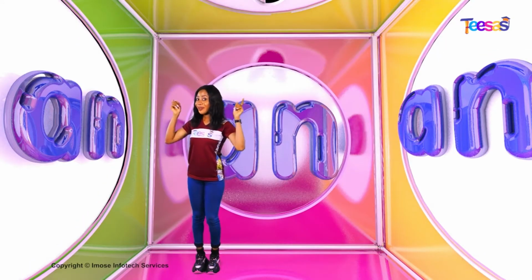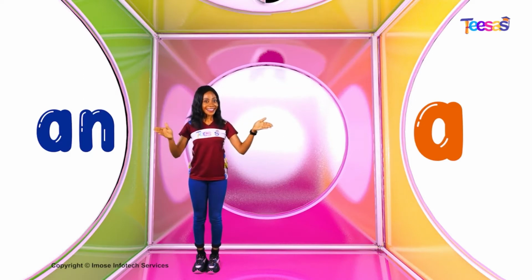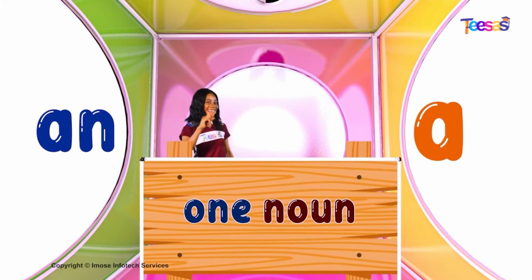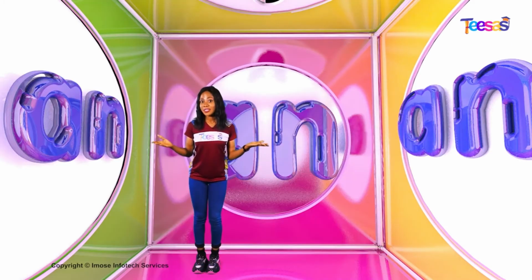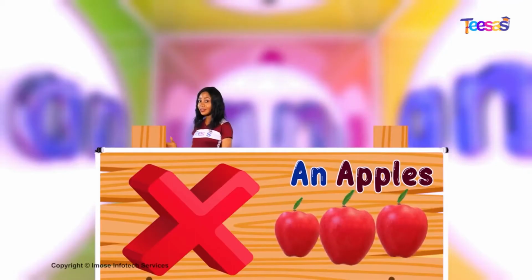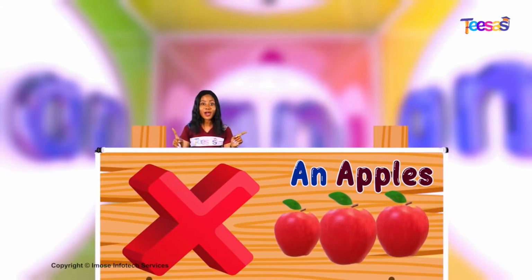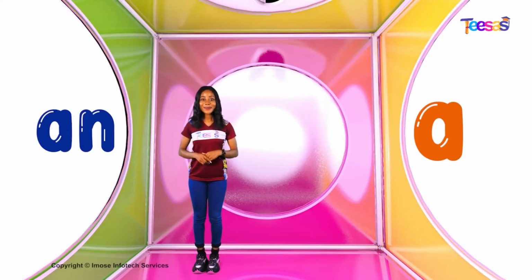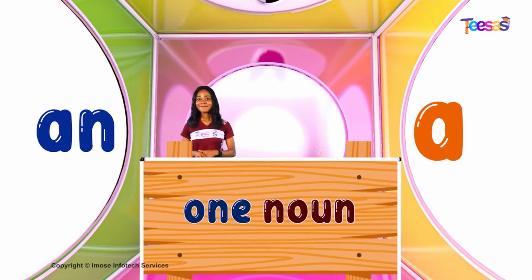Now, remember that a and an can only be used when there is just one noun. So to say a boys is wrong. And an apples is also very wrong. Oops! A and an go with only one noun.